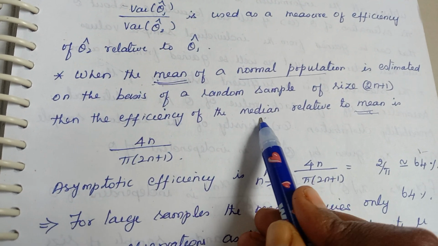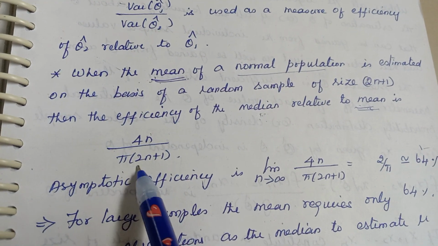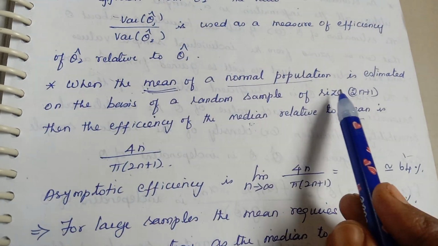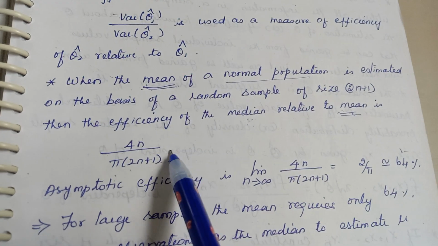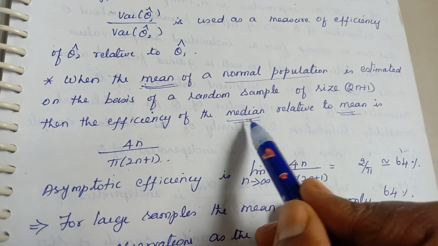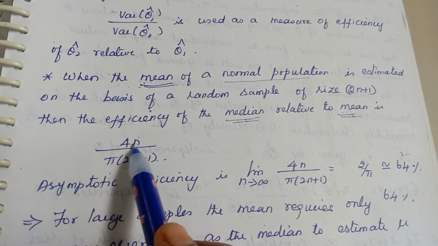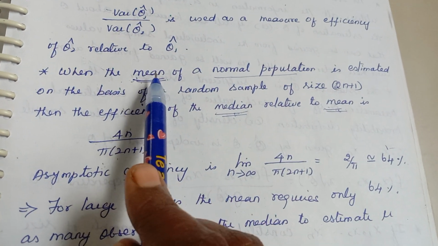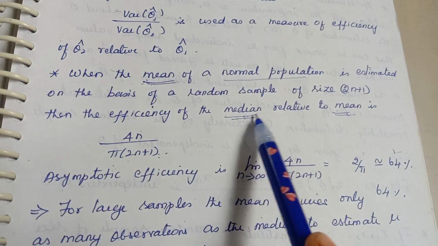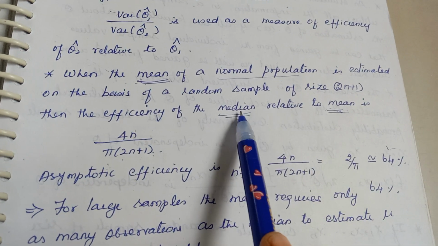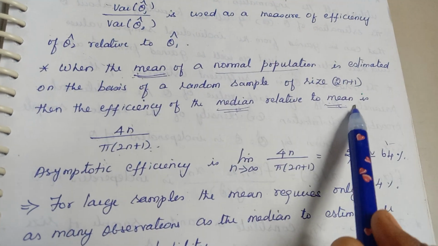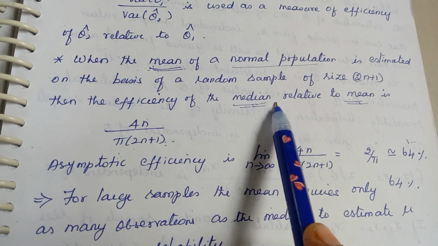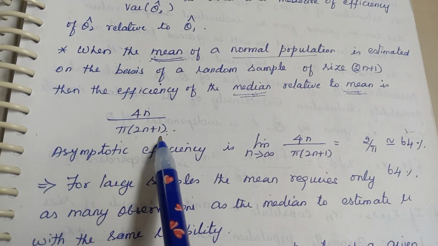Then what is the efficiency of the median to the mean? That is given by 4n by pi into 2n plus 1. By applying this formula we have obtained it. What is the size of the population? 2n plus 1. So the efficiency of the median to the mean is given by 4n by pi into 2n plus 1. From this you can understand that for a normal population mean I have two unbiased estimators, one is the mean, another is the median, but obviously the mean is my minimum variance unbiased estimator. So the efficiency of the median compared to the mean is given by 4n by pi into 2n plus 1.